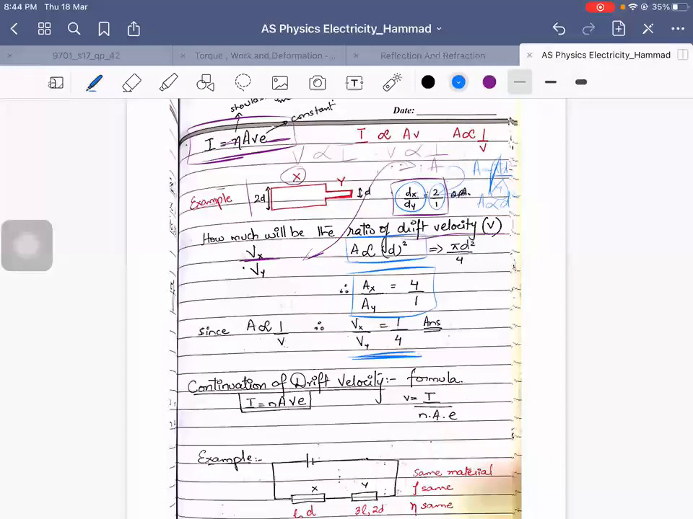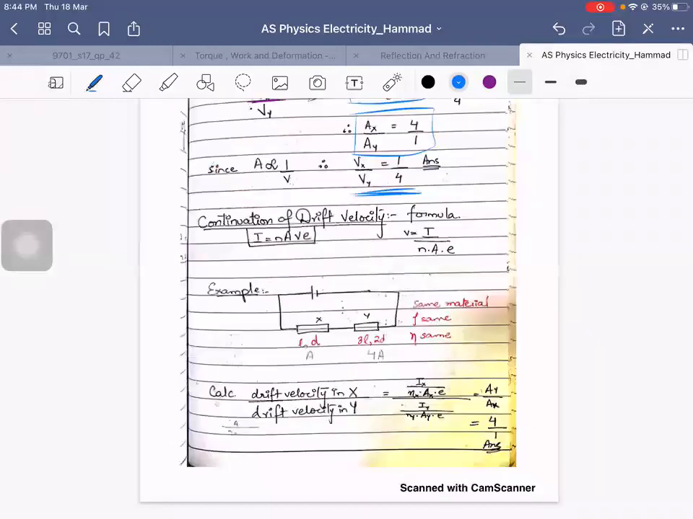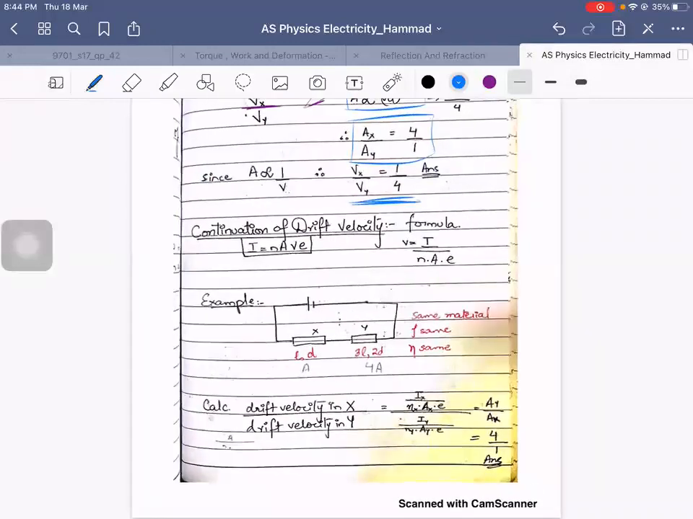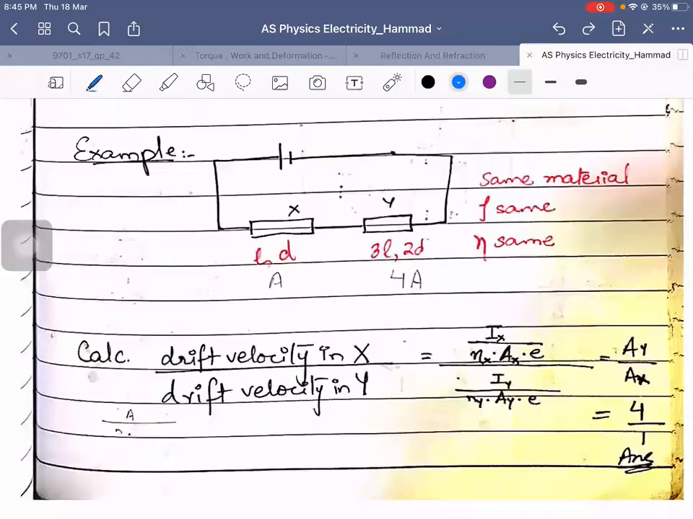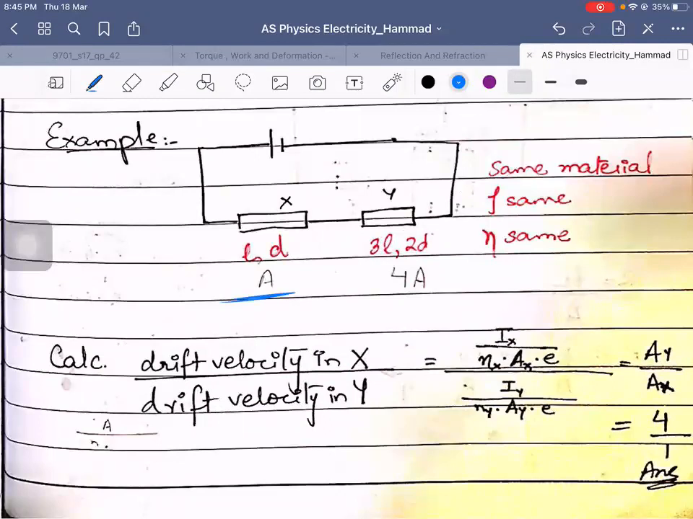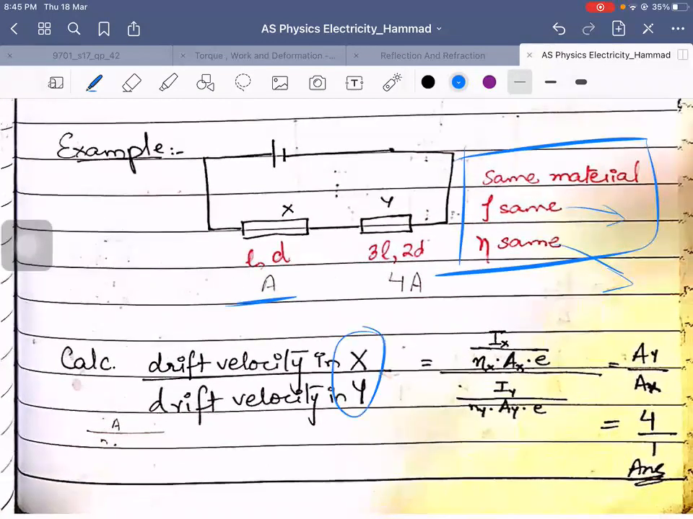Moving forward, let's say I have a circuit. There was a resistor X, there was a resistor Y. You need to understand something, that the resistor is made of the same material, meaning to say that the resistivity is the same. The number of charged particles per unit volume is the same. They're asking you for the ratio of drift velocity in X to drift velocity of Y.